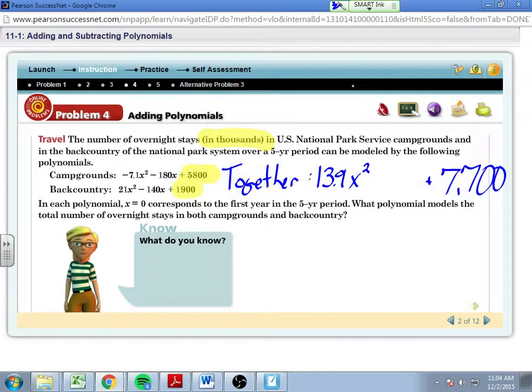Leah, what else can we combine? The 180x and the 140x. Since they're both negative, we add them and keep it negative. So it's actually going to be negative 320x.